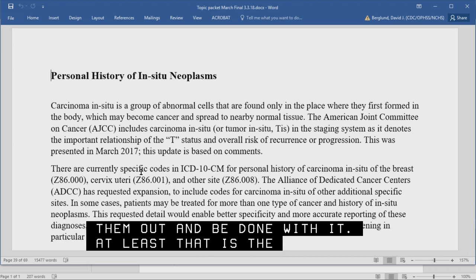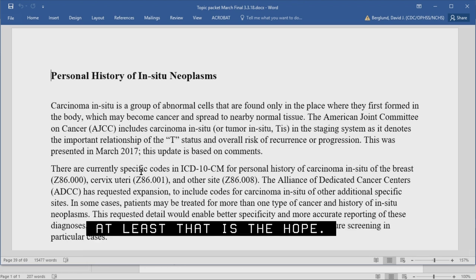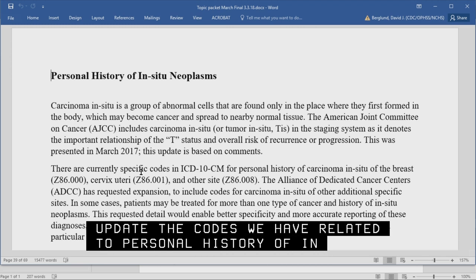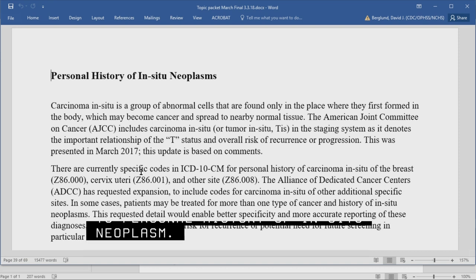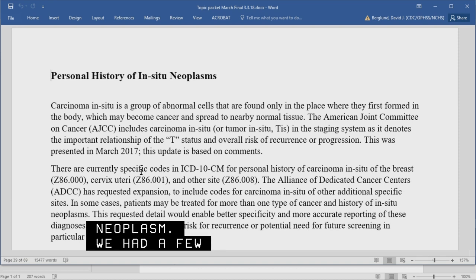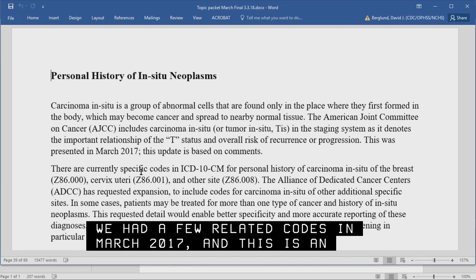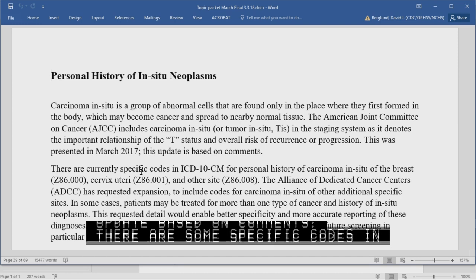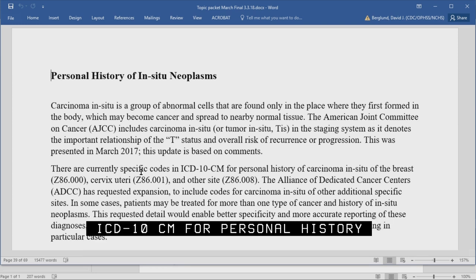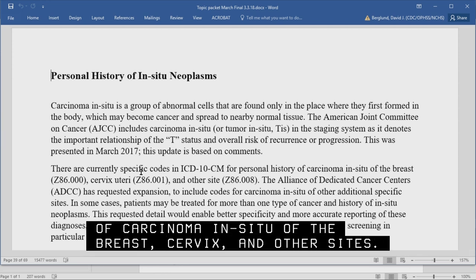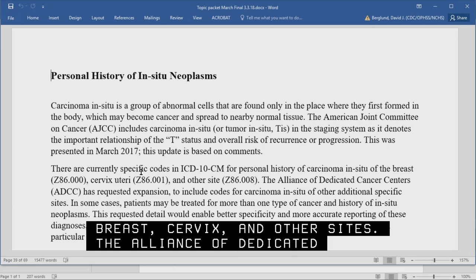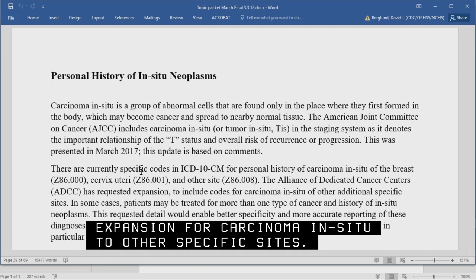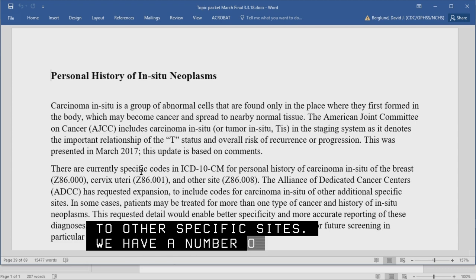And we've gotten a request to update the codes that we have related to personal history of in situ neoplasms. We had a few related codes presented in March 2017, and this is an update to that based on comments. There are some specific codes in ICD-10-CM for personal history of carcinoma in situ of the breast, of the cervix uteri, and of other sites. And the Alliance of Dedicated Cancer Centers requested an expansion to include codes for carcinoma in situ of other additional specific sites. We've got a number of specific codes in the neoplasm chapter related to this, and basically they'd like more specific codes for the personal history also.